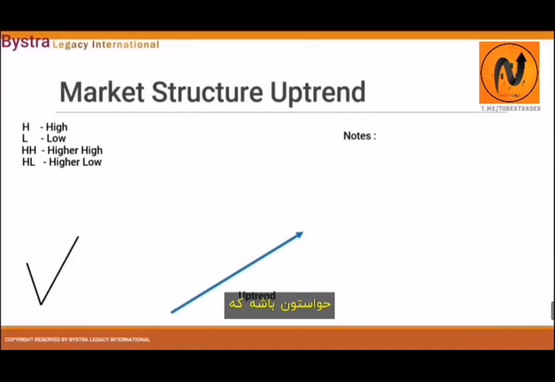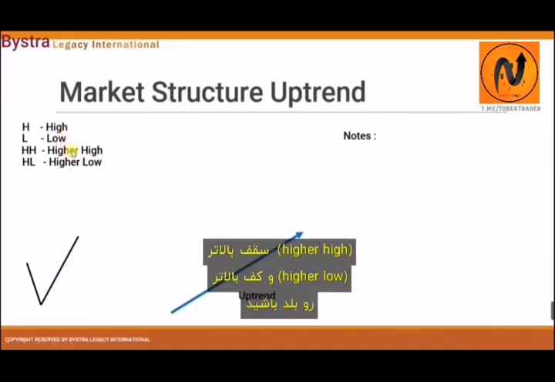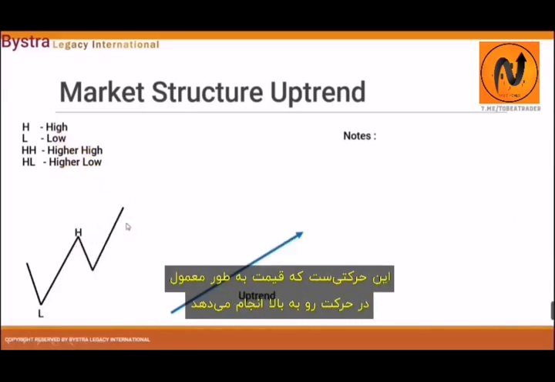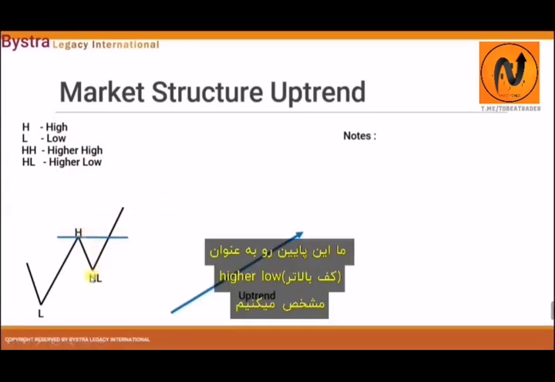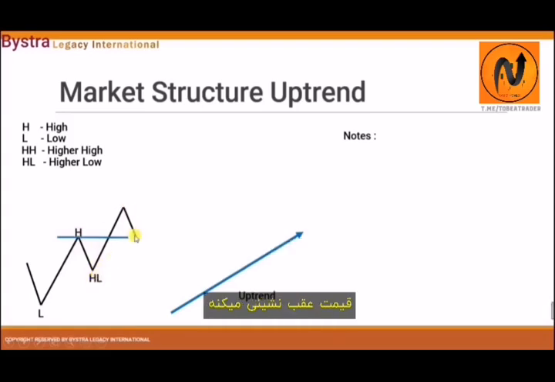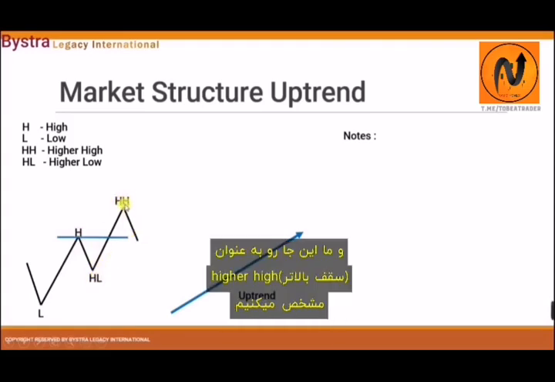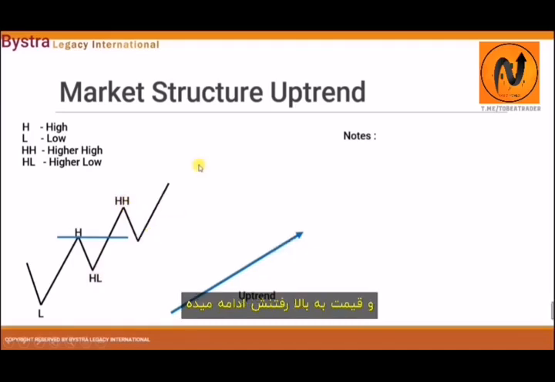Now remember this. You need to know the high, low, higher high, and the higher low. So normally price will form in an upwards motion, where it will continue to break the previous high. Once it breaks the previous high, we'll mark this bottom here as the higher low. Price pulls back, and we mark this as the higher high, and price will continue to go upwards.